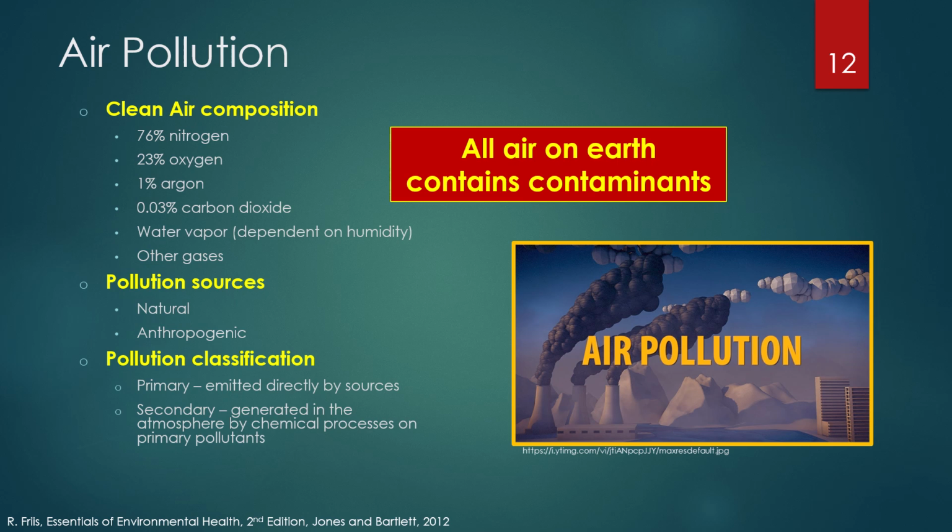Pollutants may be further classified as primary and secondary. Primary pollutants are those emitted directly by sources like factories or motor vehicles, etc. Secondary pollutants are those generated by atmospheric chemical processes on primary pollutants, like the reactions producing ozone from the interaction of nitrogen oxides and volatile organic compounds, as previously discussed.